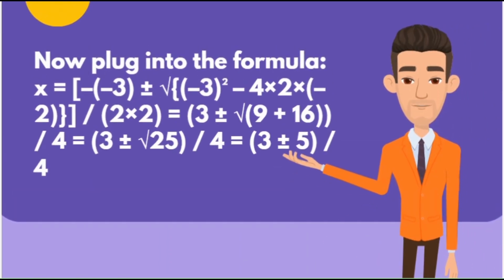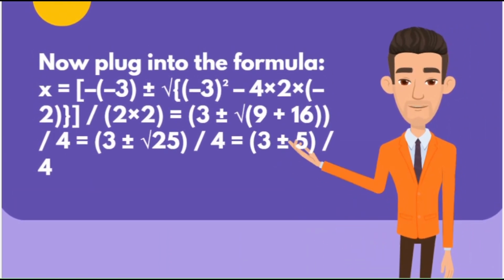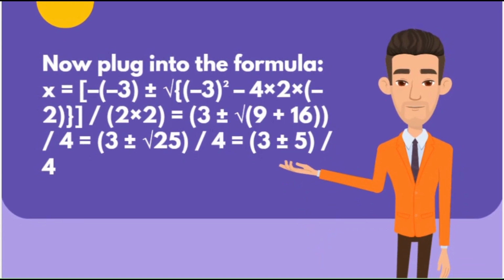Now plug into the formula: x = (-(-3) ± √((-3)² - 4 × 2 × (-2))) / (2 × 2) = (3 ± √(9 + 16)) / 4 = (3 ± √25) / 4 = (3 ± 5) / 4.